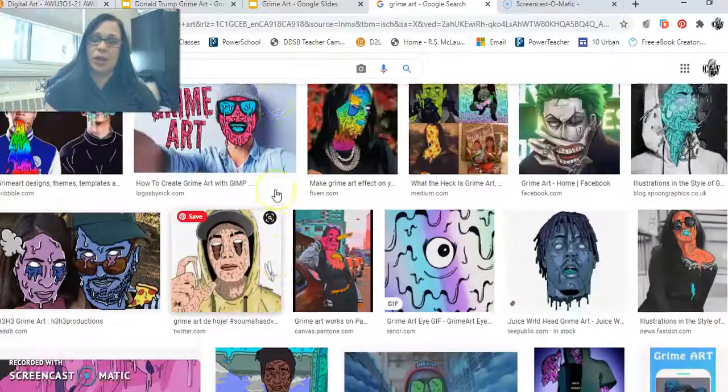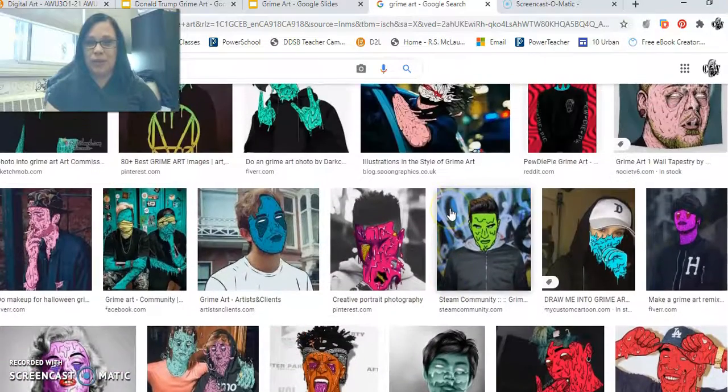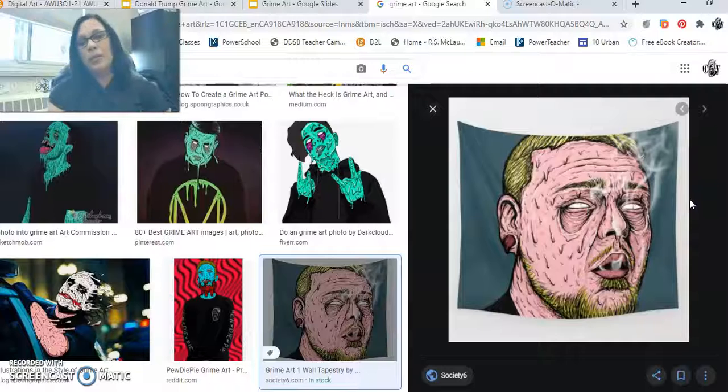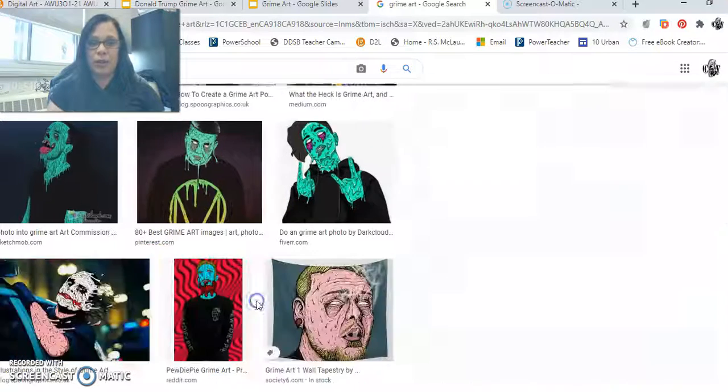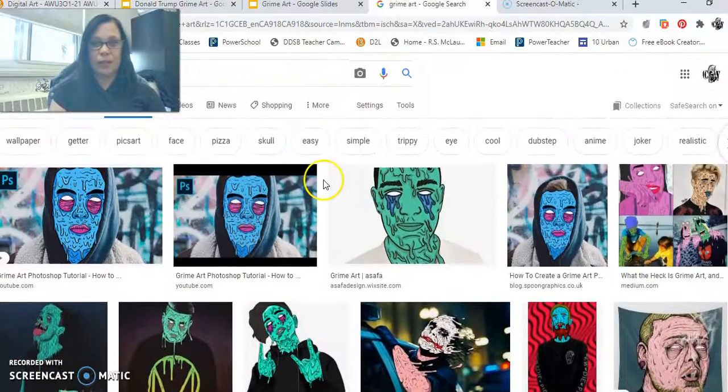So technically, yes, we could look at ideas on other people's grime art just to have a look and see how they approached it, right? But another example here, they've done such a tremendous job. We can also look at how other people have solved the problem of grime. You know, some of it they've just done parts of the face, some of it they've done half the face, some of it they've just left the clothing.